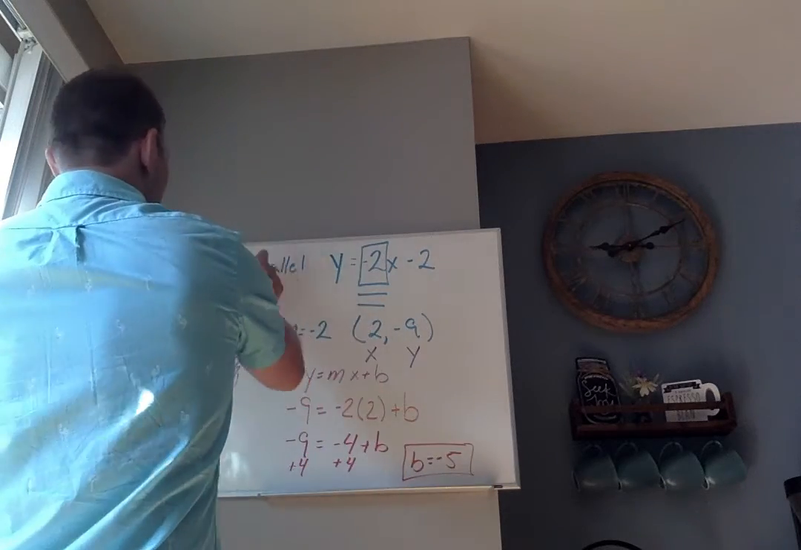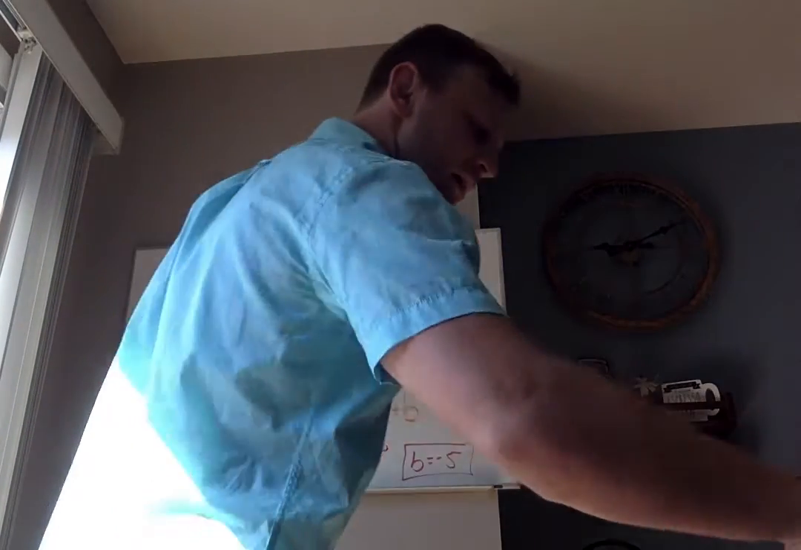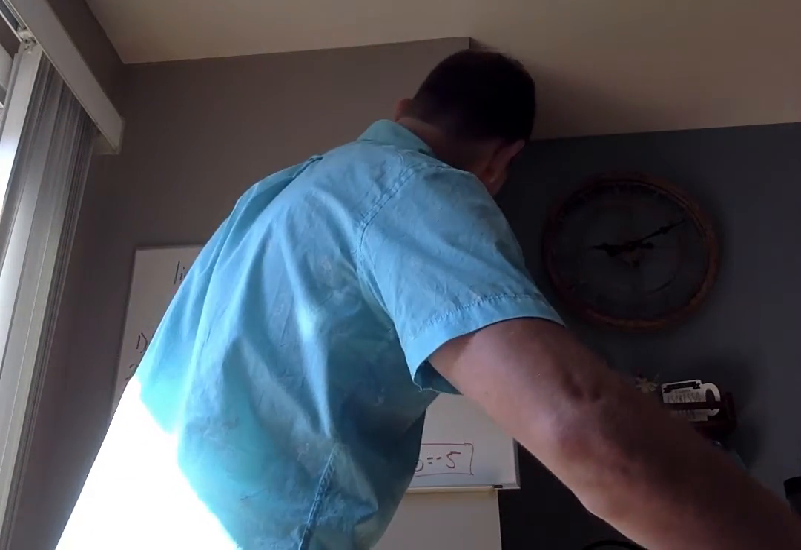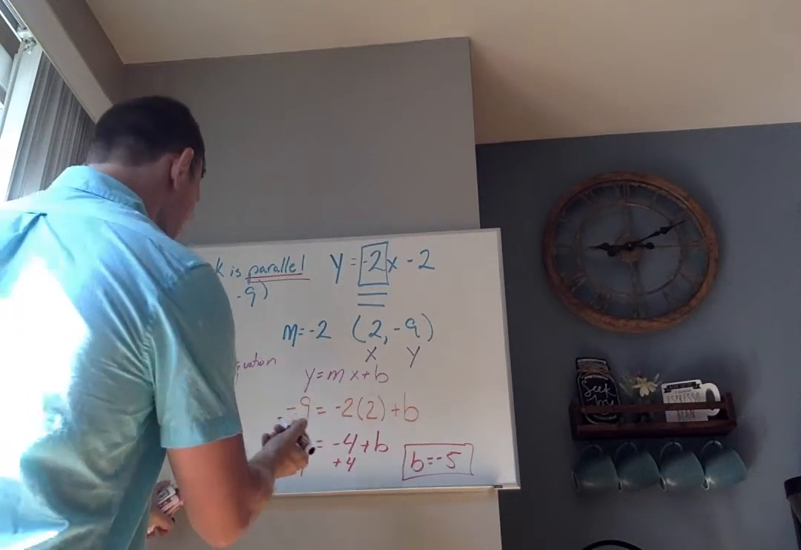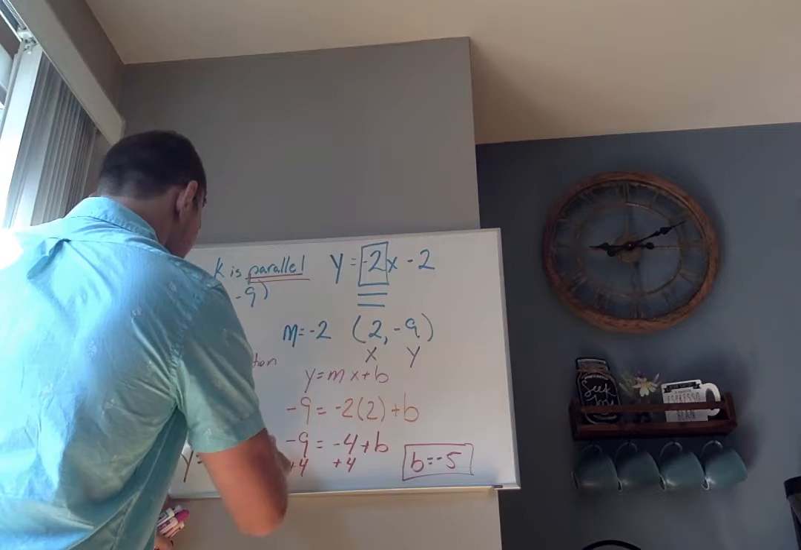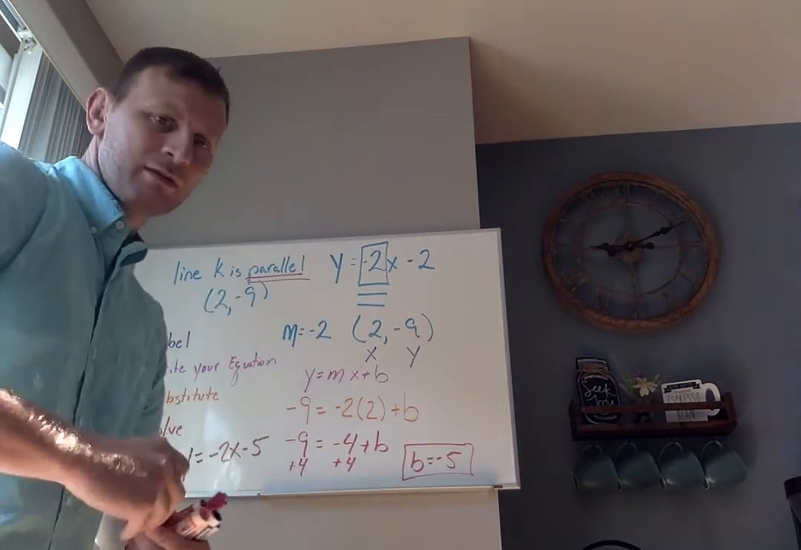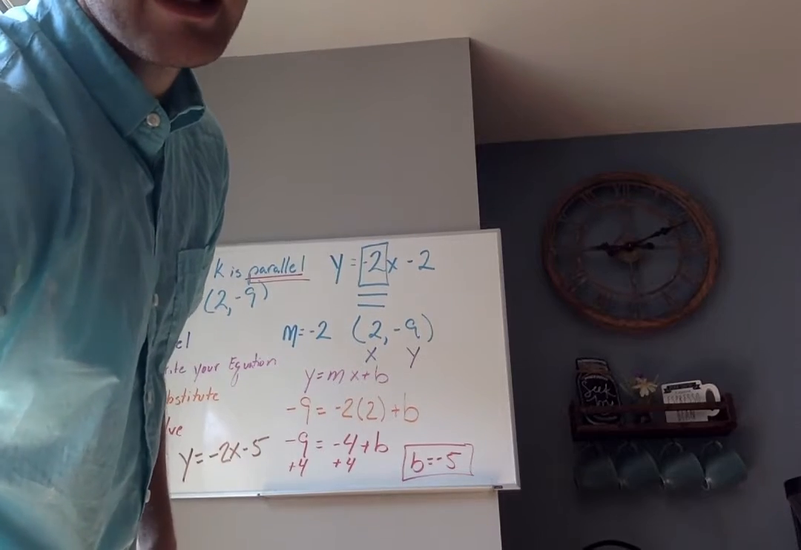So since my line was parallel, the slope stays the same, and my y-intercept is negative 5. My answer is going to be y equals negative 2x minus 5. So y equals negative 2x minus 5.